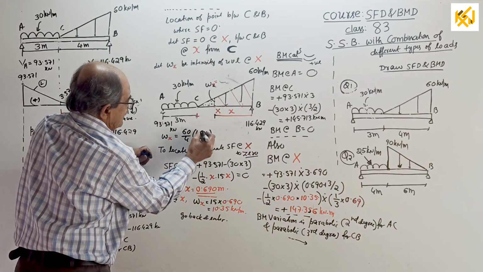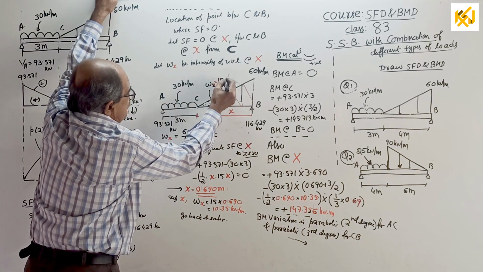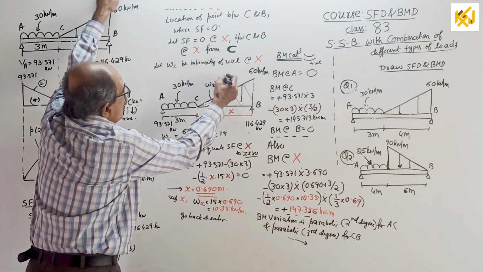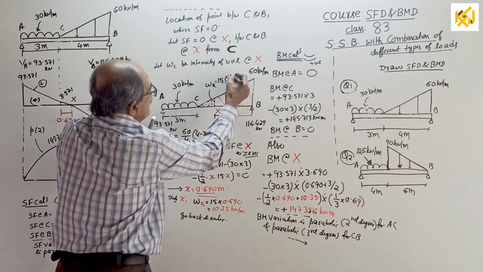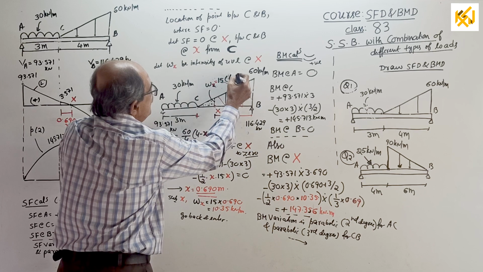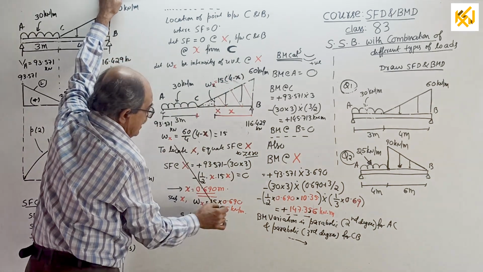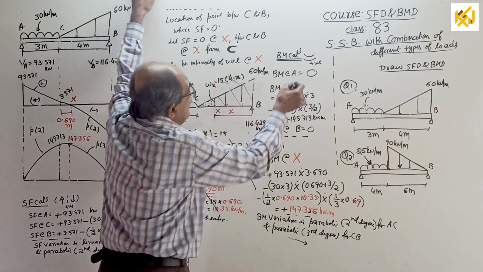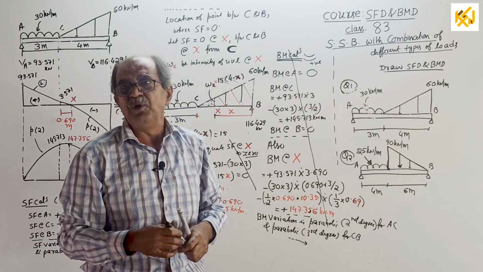X should be black, red color. Or it will become 15 times 4 minus X. Okay, this is the intensity. Now, the remaining, I will just talk and explain. You make a note if you are serious.